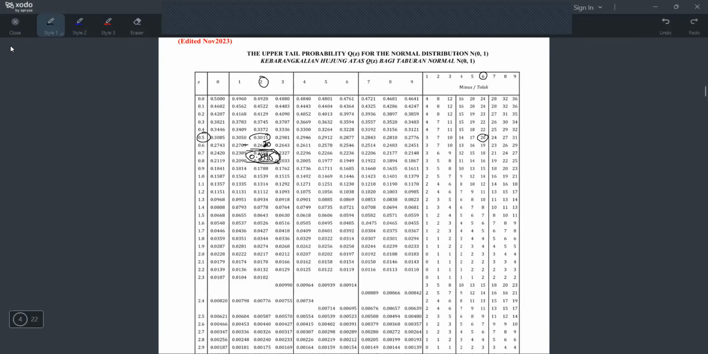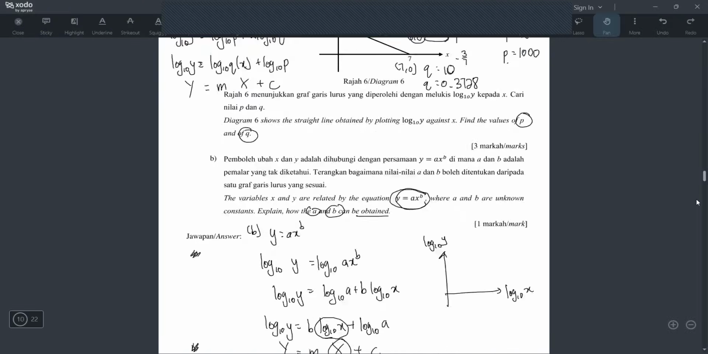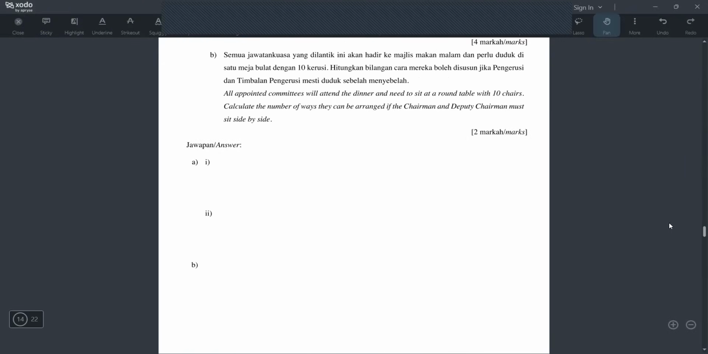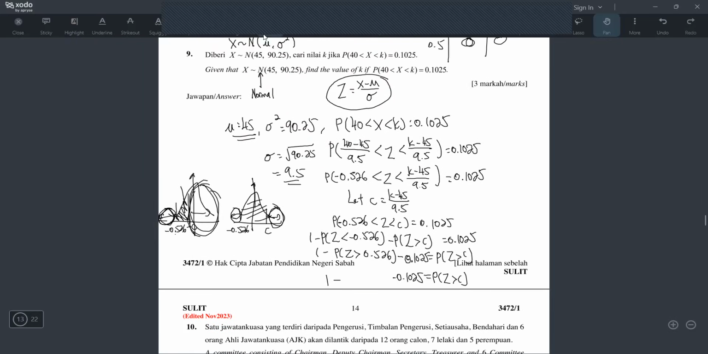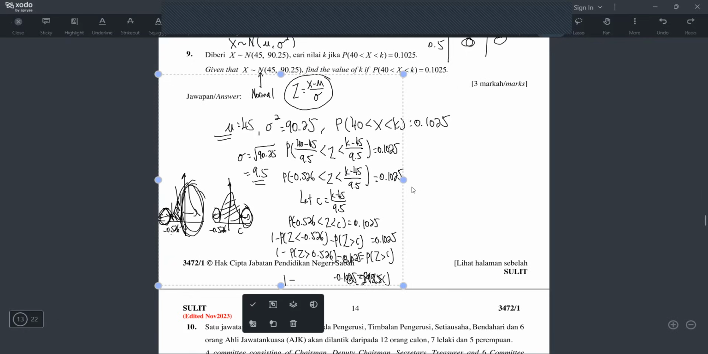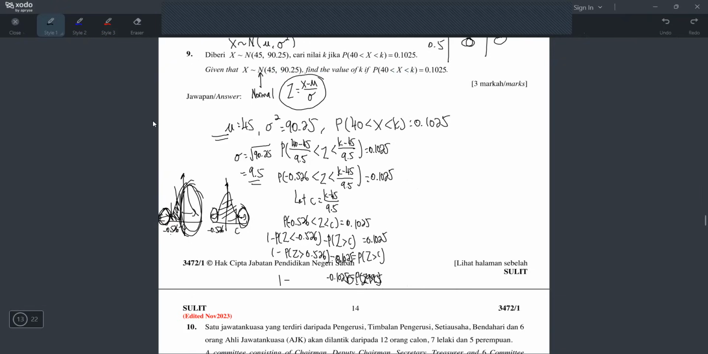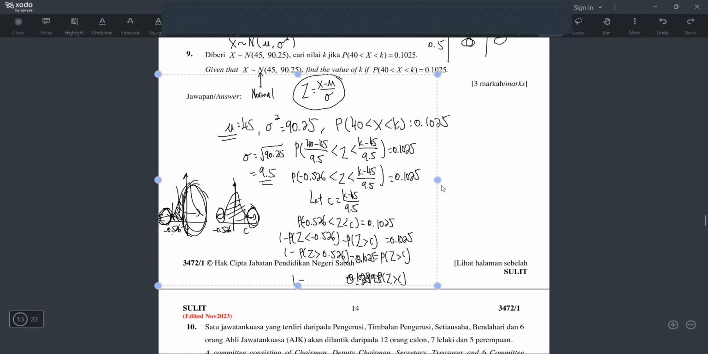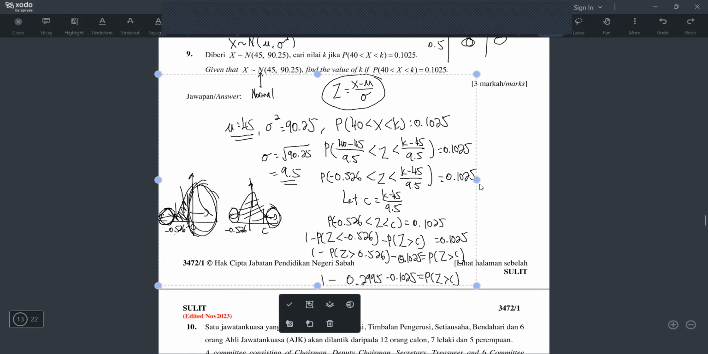So let's remember this value and write it in our working. So 0.2995. Okay, where is it? Okay, here, right? So let's write it 0.2995. And then now I can find my P(Z > c) value. Okay, let's make this smaller because we don't have enough space. Okay, like that.